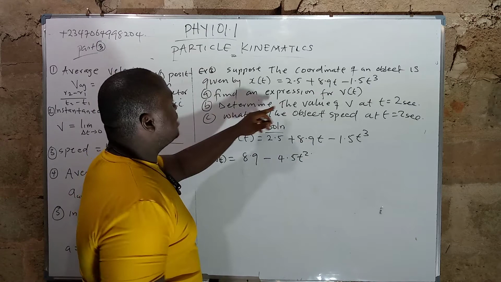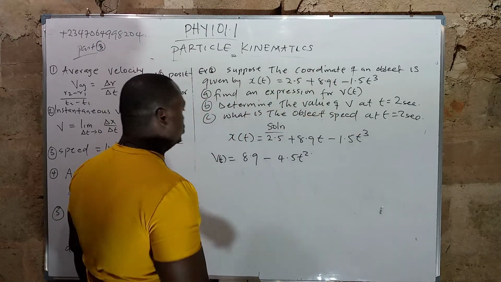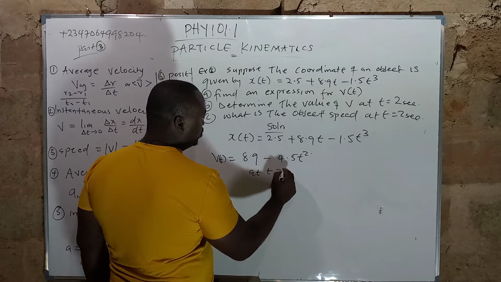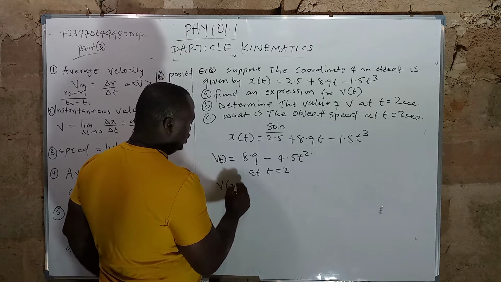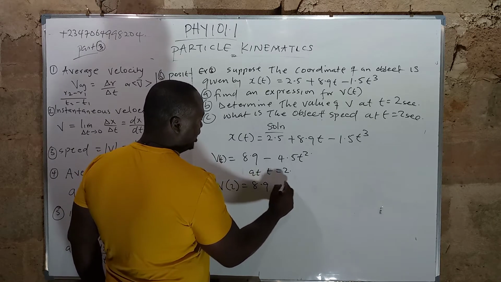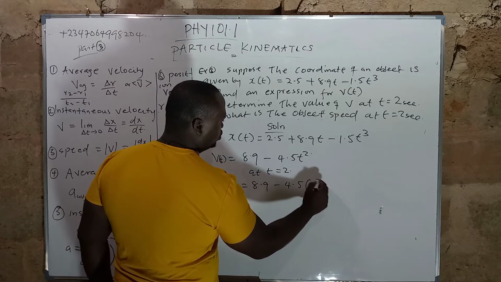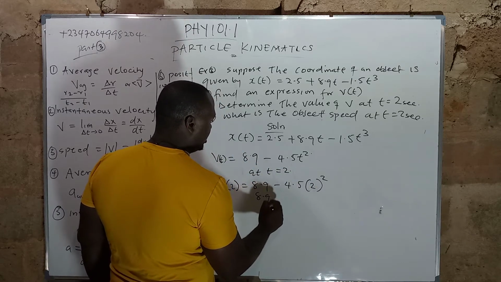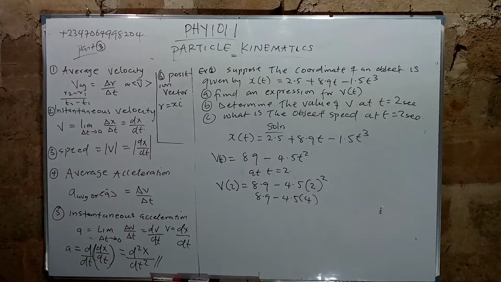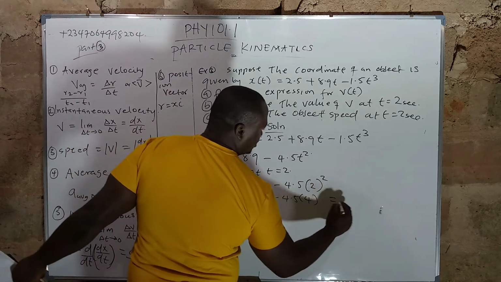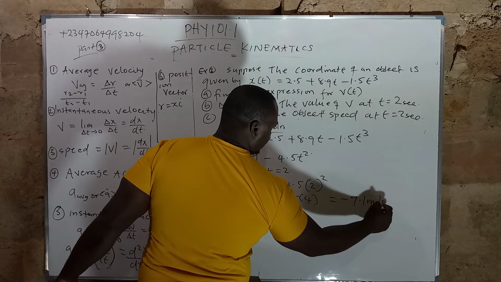Now, the next thing is determine the value of v at t equals 2. So at t equals 2, it means you should get the value of v(t) here. So v at 2, you have 8.9 minus 4.5 into 2 squared. So this is 8.9 minus 4.5 times 4. Right? So punch it in your calculator, and the answer you should get is minus 9.1. So here is minus 9.1 meters per second.